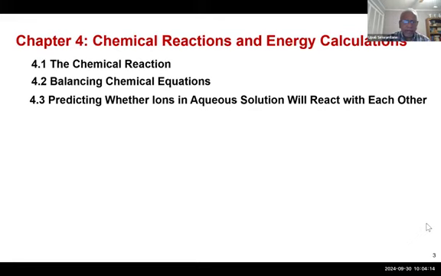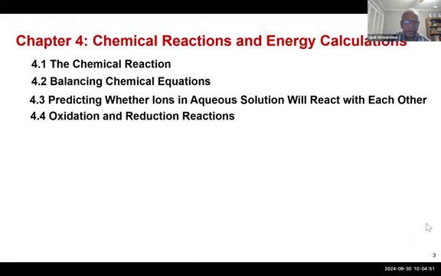After balancing chemical equations, we're going to go into aqueous solution reactions. We need to predict what is formed during a chemical reaction in aqueous solution, the precipitation reaction and acid-base reactions. We're going to look into detail how to predict these reactions. Then we're going to go to oxidation reduction reactions.